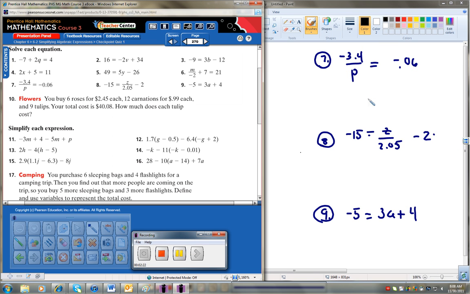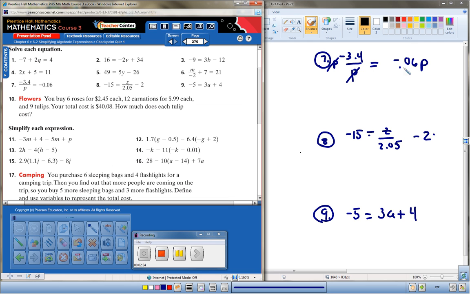Problem number 7 is a different one. We have the variable in the denominator. I can't solve the problem when the variable's in the denominator. So I'm going to start by multiplying both sides by p. That gets rid of p in the denominator, and it brings it over in the numerator. So what I end up with now is negative 0.06 times p equaling negative 3.4. So if negative 3.4 equals negative 0.06p, I can divide both sides by negative 0.06, and that will give me what p is equal to.